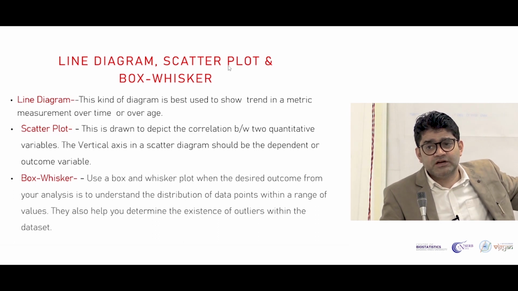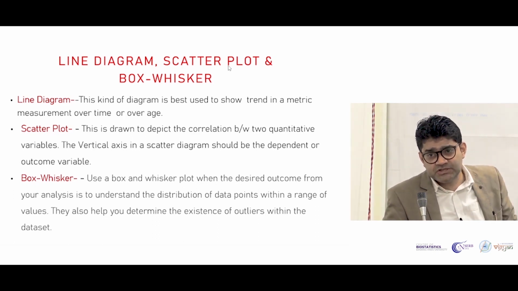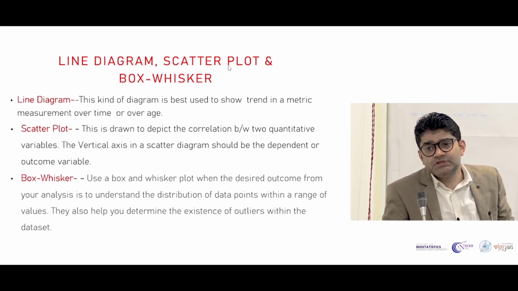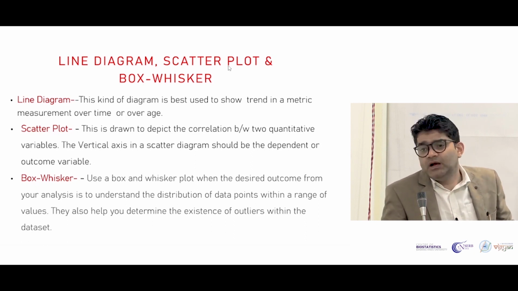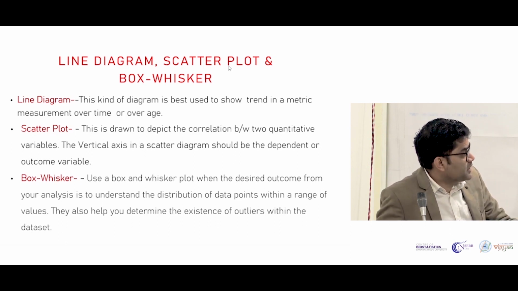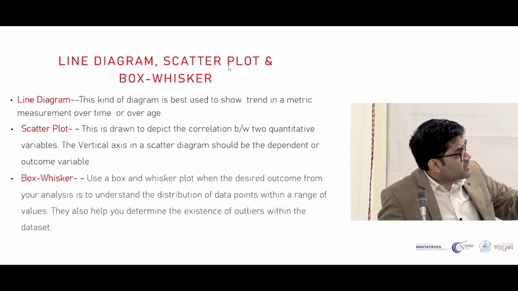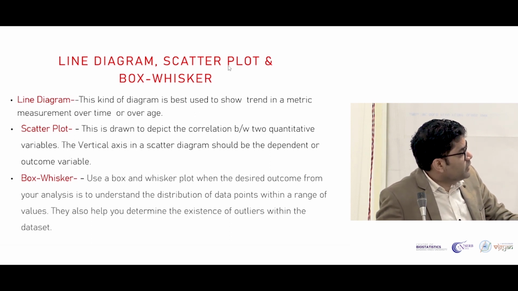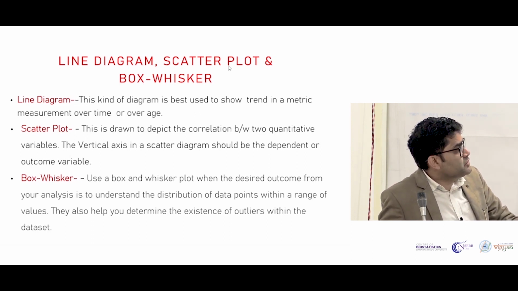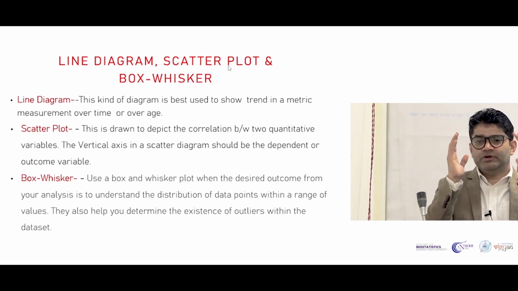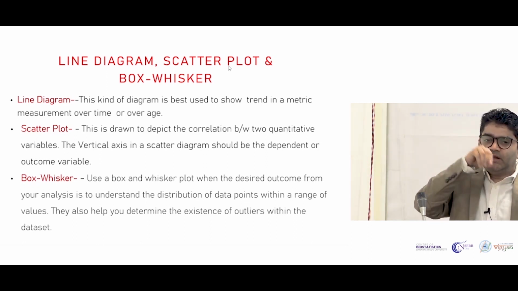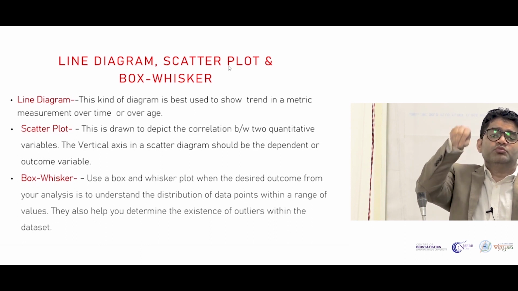We have seen using the scatter plot how the inference was getting changed. Okay, so this is generally used when we are more interested in the association, what is happening in the outcome variable if we are changing the independent variables. Box-whisker plot. Use a box-whisker plot when the desired outcome from your analysis is to understand the distribution of the data points within a range of values. Generally, as the name is saying, we are using a box, and if your data points are lying within the box, then we say that your data is more or less homogeneous.